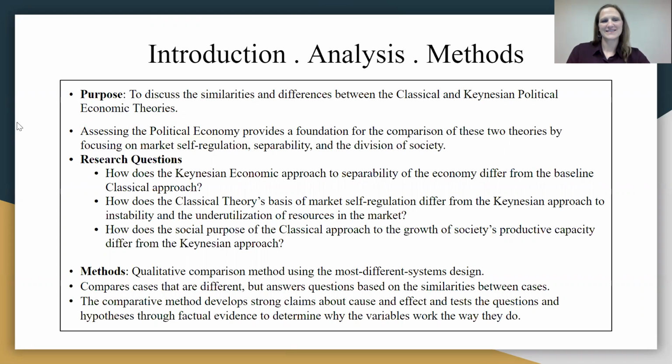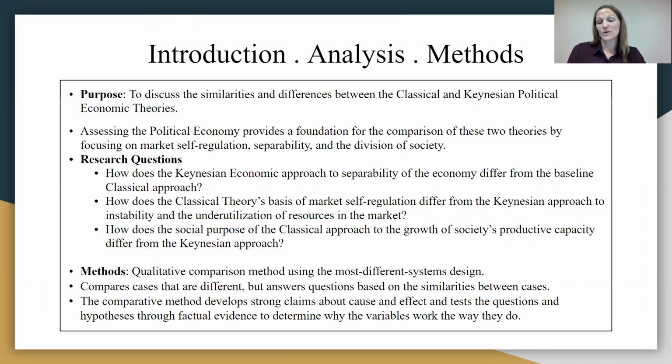The purpose of this study is to discuss the similarities and differences between the Keynesian and political economic theories. Through assessing the political economy, this can help provide a foundation of comparison of these two theories by focusing on market self-regulation, separability, and the division of society. The comparative method develops strong claims about cause and effect and helps test questions and hypotheses through factual evidence to determine why the variables work the way that they do.